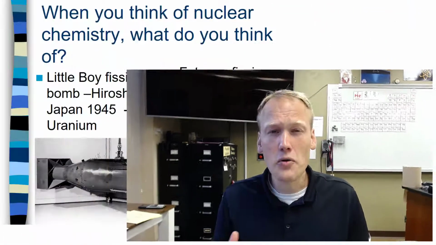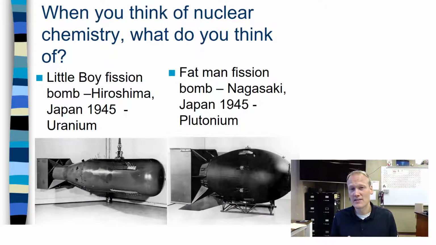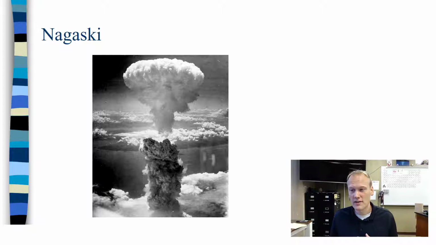Let's get started. A question I like to ask at the beginning of this section is, where does your mind go when we start talking about nuclear chemistry or nuclear radiation? A lot of people think about the Little Boy and the Fat Man that we dropped on Japan during World War II to end the war. Those nuclear weapons had uranium and plutonium as the radioactive isotope. These were some of the more profound and somber uses of nuclear radiation.